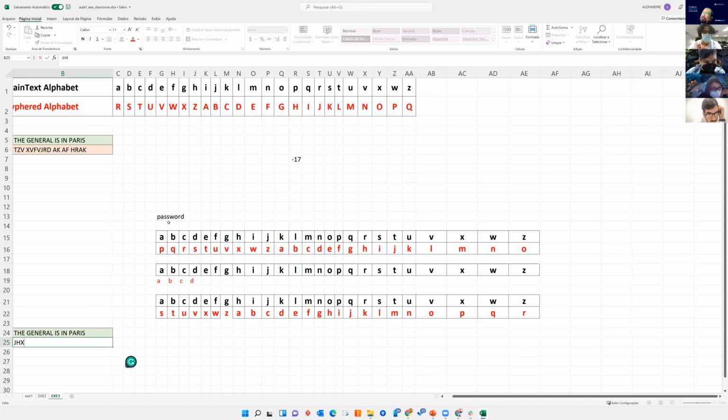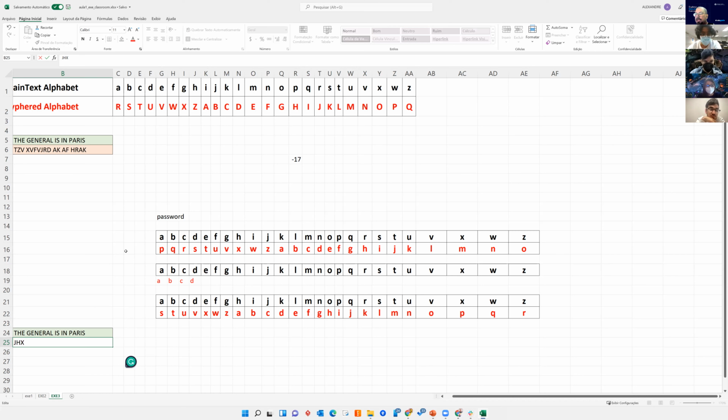For each letter in the password, you create a cipher table. Did you understand, guys? Yes, Mauricio. Okay, perfect. Sorry, I have a question. Okay, so you make one table with each letter, so there would be another table with W and then another one with O, and so on? Yes.